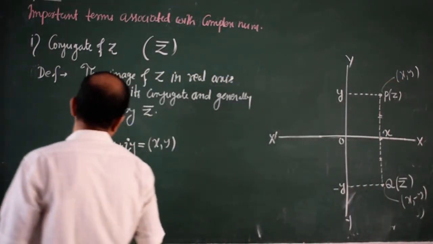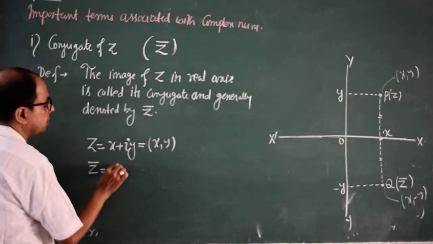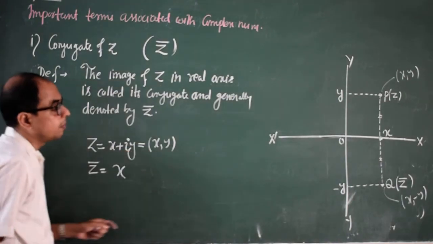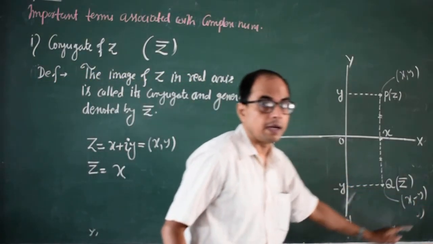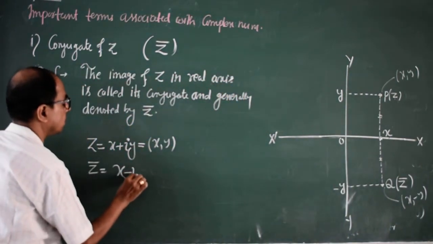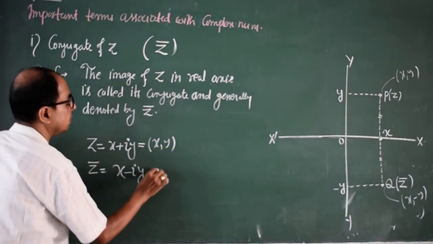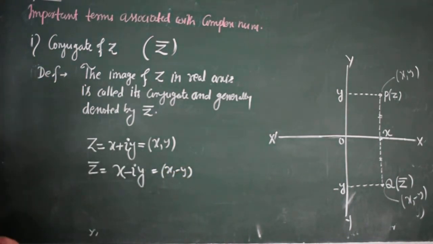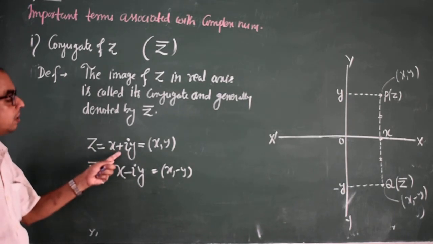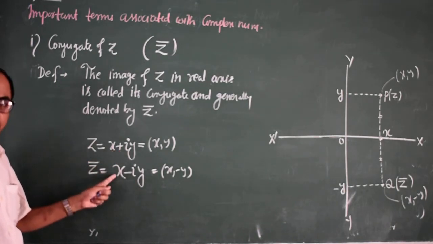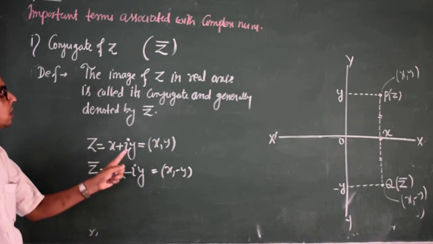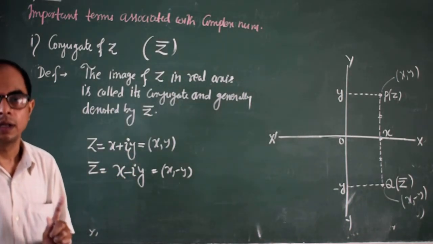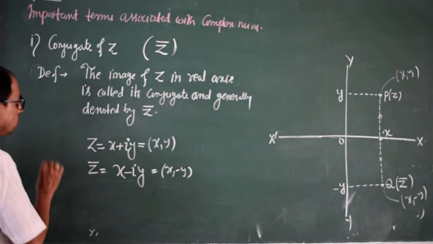So the formula for z conjugate: its real part is the same, x. Now the imaginary part becomes minus y, so write here minus iota y. It means it is x comma minus y. So to find the conjugate of any complex number, keep the real part as it is and change the sign of the imaginary part. Only change the sign of the imaginary part. Clear? So this is the conjugate.